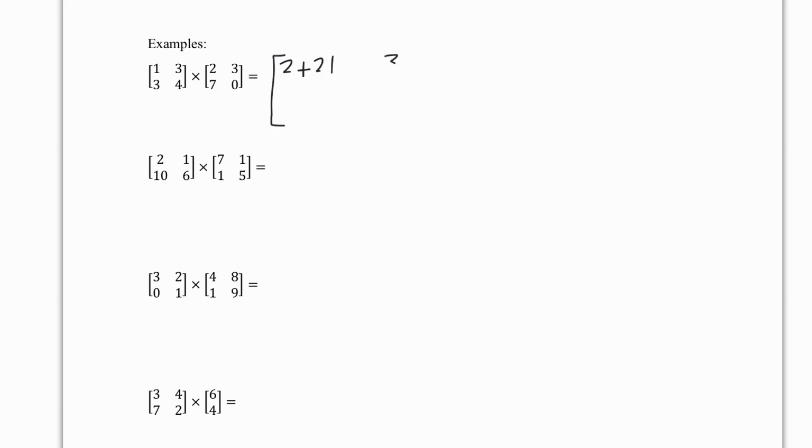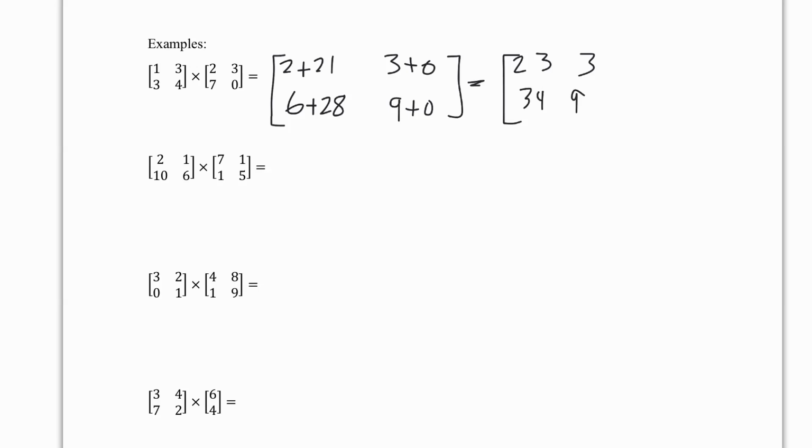Then 1 times 3 is 3. 3 times 0 is 0. 2 times 3 is 6. 4 times 7 is 28. 3 times 3 is 9. 4 times 0 is 0. And we clean up the addition to give us 23, 3, 34, and 9.